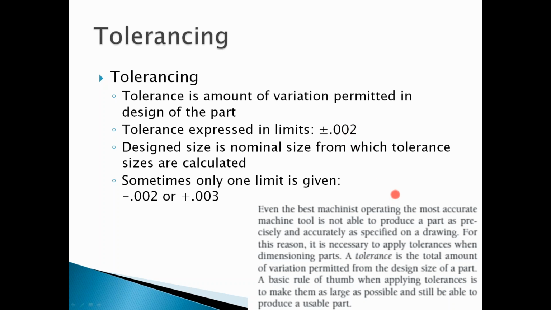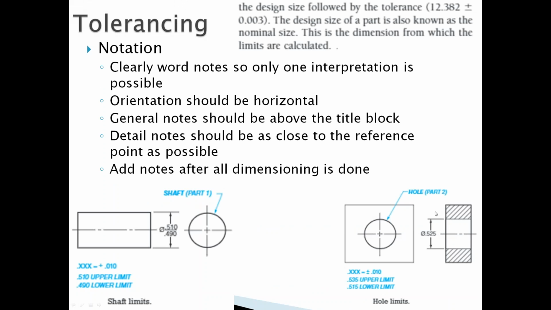Sometimes only one limit is given. So either the error cannot be greater than 0.002, or it's not greater than 0.003. The design size followed by the tolerance: 12.382 plus and minus 0.003. The design size of the part is also known as the nominal size. This is the dimension from which the limits are calculated.